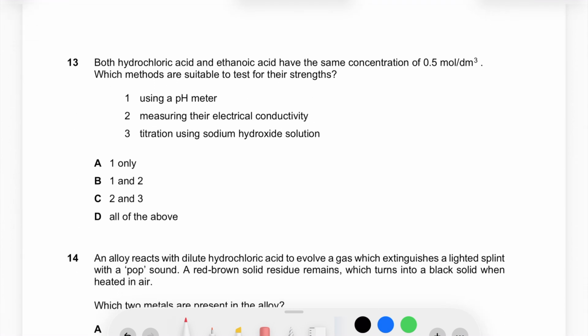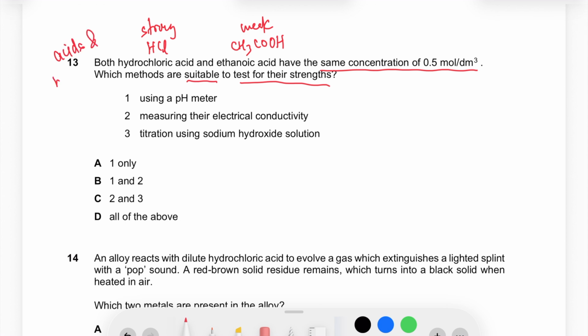Question 13. Both HCl and ethanoic acid CH3COOH have the same concentration of 0.5 mole per dm cube. So which method is suitable for testing the strength? One thing to take note, HCl definitely will be a strong acid, and ethanoic acid will be a weak acid. So this is under acid bases. Using a pH meter, yes, because this will most likely be pH 1, and this one will be maybe pH 5 or 6, around there.